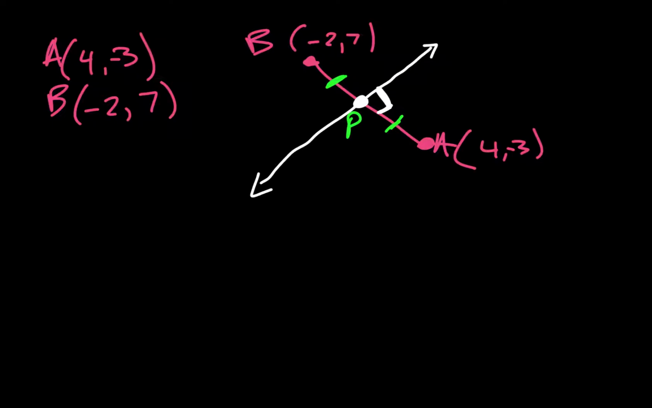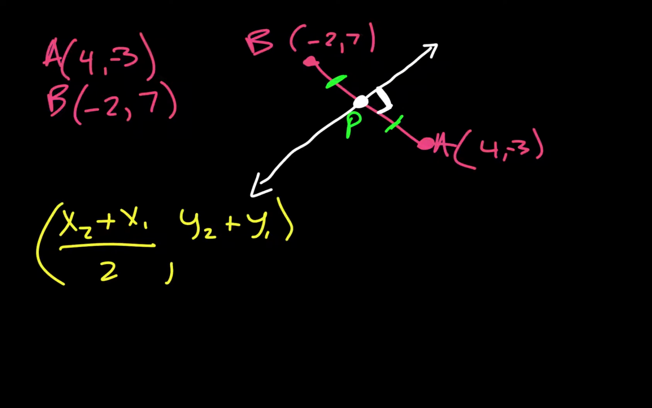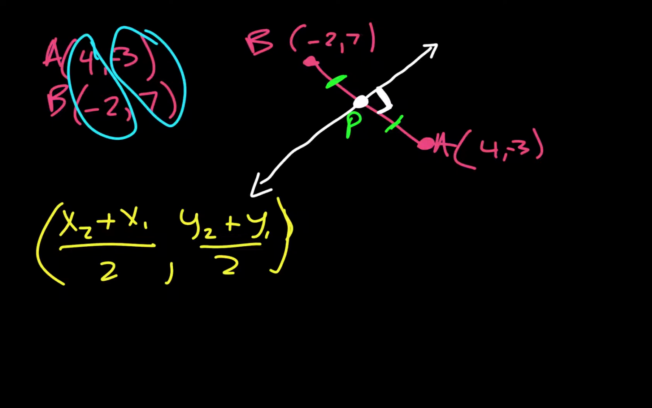So we need to find the midpoint, and you may have this memorized. Whoops, that's not what I wanted. This is the midpoint formula. You can have that memorized, and that's fine. I actually like to just think of midpoint as the average of the x's and then the average of the y's. So I'm just going to add the x's.